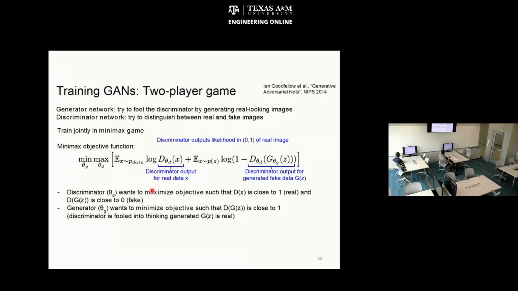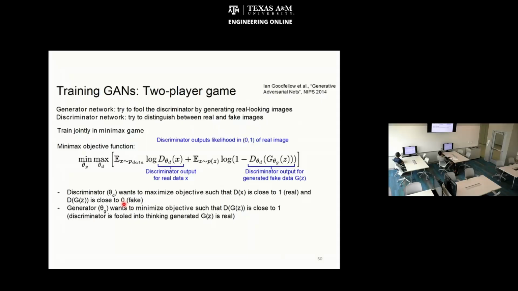So intuitively, this discriminator, theta d, is trying to maximize the objective so that d of x, the discriminator output, is close to 1 when x is real. And it also wants d of g of z, which is the generator's output, to be close to 0. Because the generator's input is z, and the output is g of z, aka the fake image. So the discriminator wants to make sure that d of x, where x follows the data distribution and is real, is close to 1. And d of g of z, which is a fake image, should be close to 0. That's what the discriminator wants to do, okay?